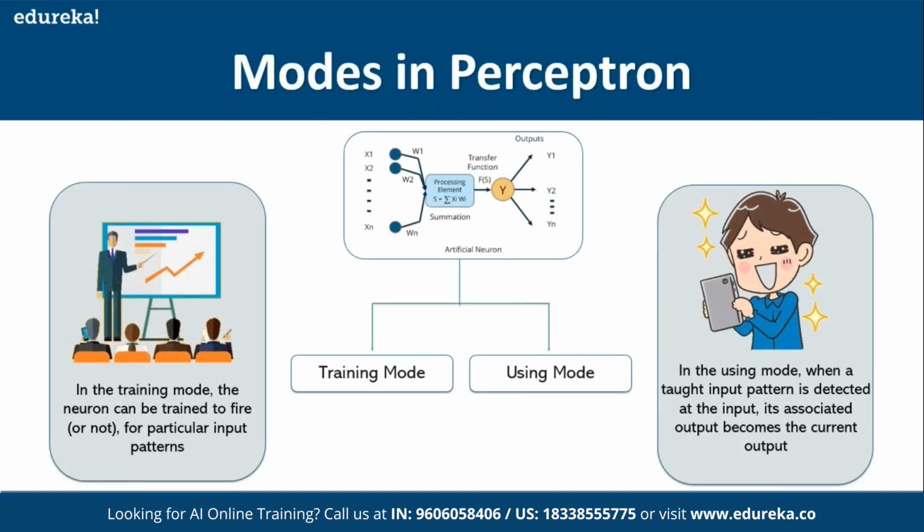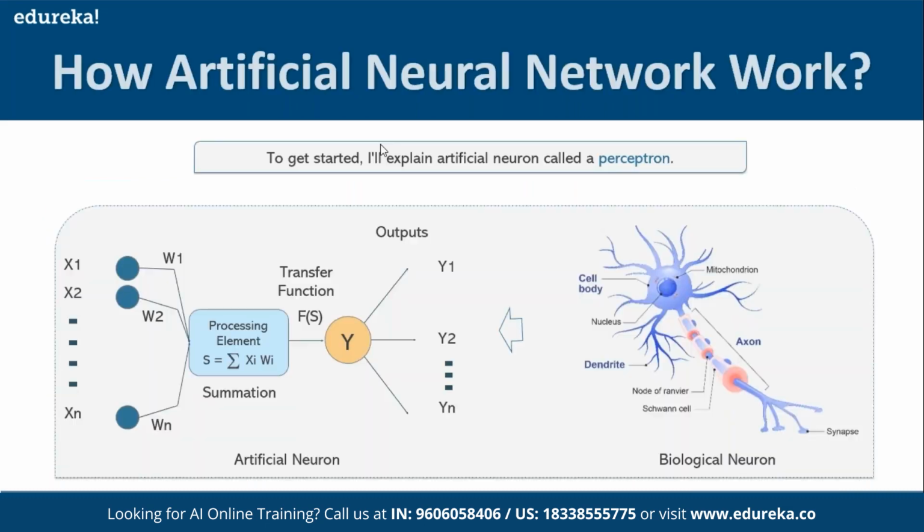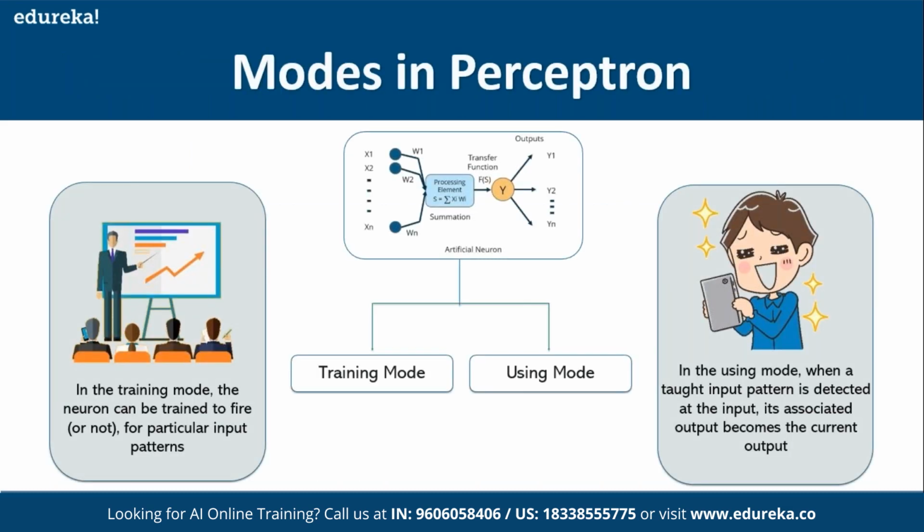What we call the artificial neuron is called a perceptron. There are various modes in a perceptron: one is the training mode and the other is the using mode. It is like this: when we are kids, we go to school and learn something, and when we are adults, we go ahead and leverage what we have learned. So here also we have a training mode and a using mode, the same thing as we have as human beings.